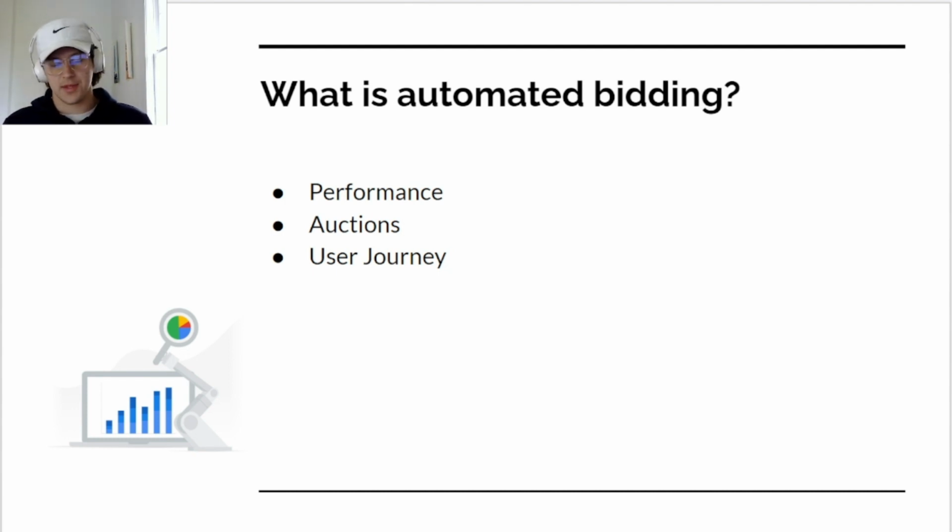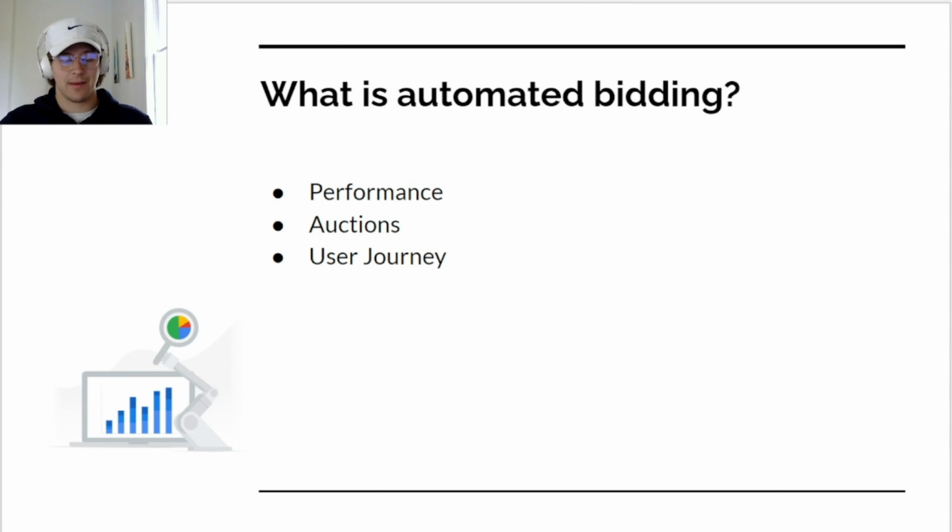Number one, performance. Bids will influence how visible your ads are and the amount of interactions that you're going to get, right? And automated bidding with enough data can often achieve your desired results or even exceed them if you've set it up appropriately. Number two is going to be the auction.